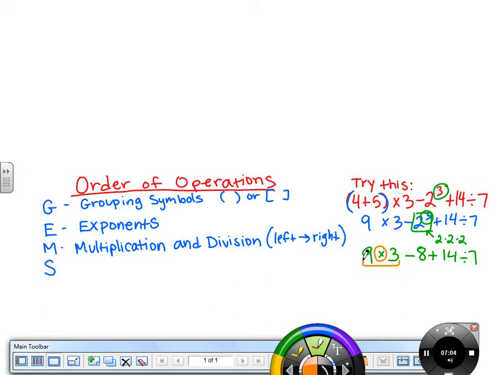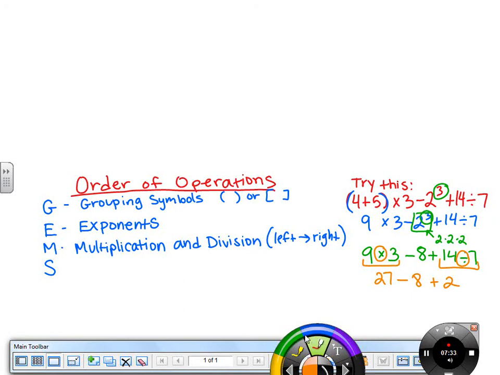So I started on the left. I hit the multiplication sign. I knew I needed to stop and do that multiplication. So 9 times 3 is 27. Then as I move across the problem, you can see there's also a division sign down here. So I also am going to complete 14 divided by 7. So the 8 is going to be untouched, and 14 divided by 7 gives me 2. So I did the multiplication and I did the division, but I did them in order from left to right.